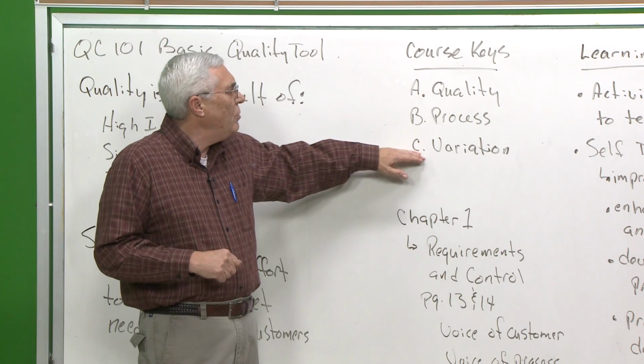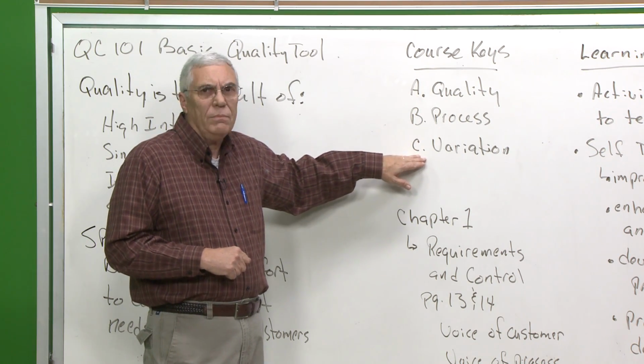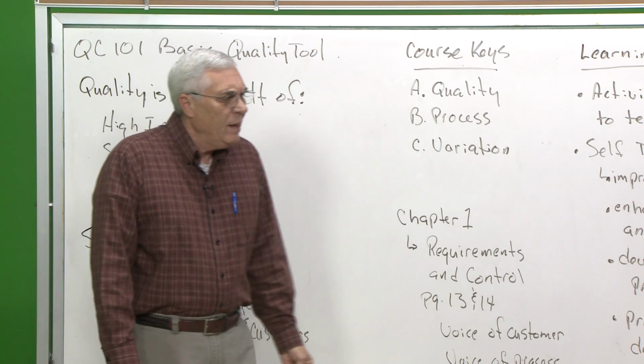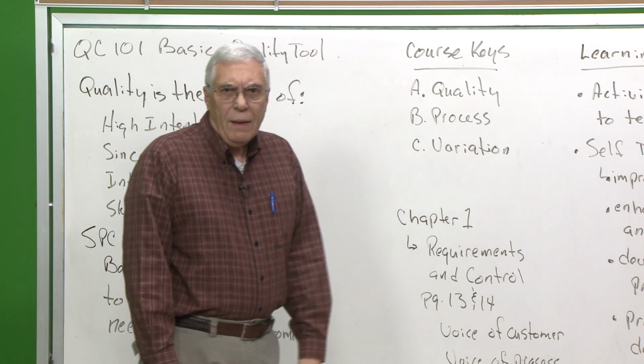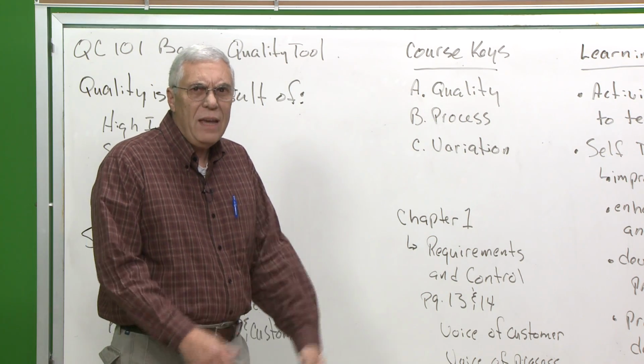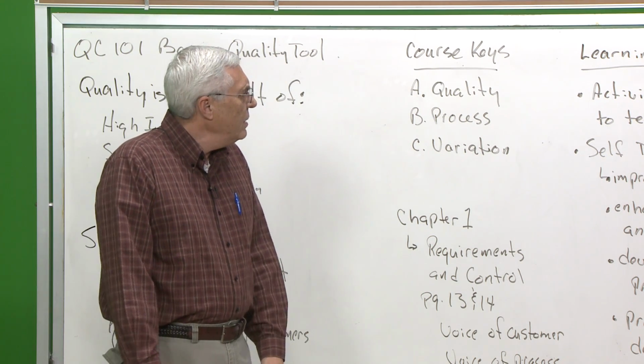The other issue that will be ever present is variation. If there's anything that's the enemy of quality, it's variation. Variation will never go away. You'll never get rid of it. It will always be there. The issue is to control it and to maintain it within the level so that it doesn't upset the apple cart.